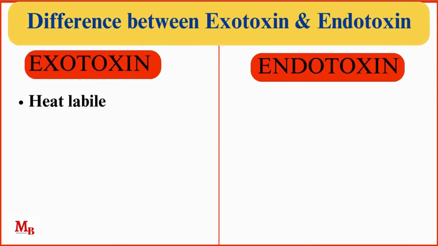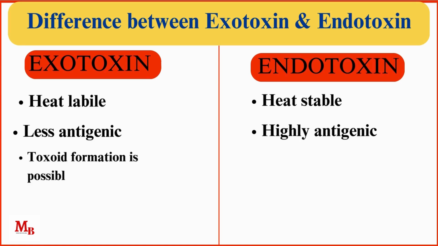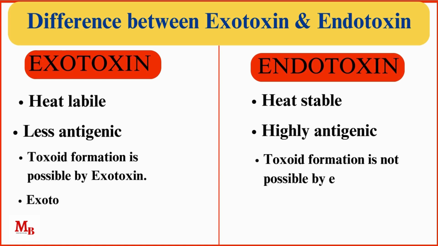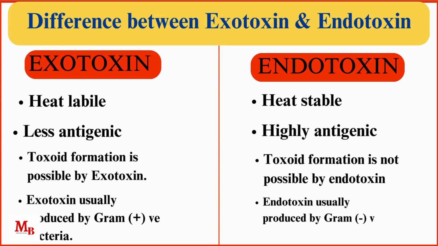Exotoxin is heat labile, but endotoxin is heat stable. Exotoxin is less antigenic, but endotoxin is highly antigenic. Toxoid formation is possible by exotoxin. Toxoid formation is not possible by endotoxin. Exotoxin is usually produced by gram-positive bacteria. Endotoxin is usually produced by gram-negative bacteria.